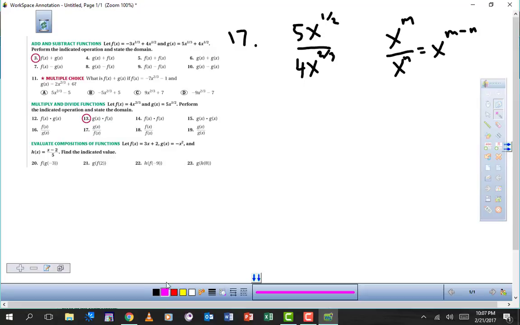So let's continue. The 5/4 is going to remain the same, so we get 5/4. And then we have this x to the 1/2 power minus 2/3. Now, if you're not very good with fractions, that's fine. Use the calculator. There's nothing wrong with that. But if you want to try this out with fractions, well, go ahead.